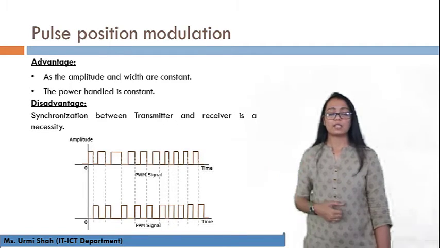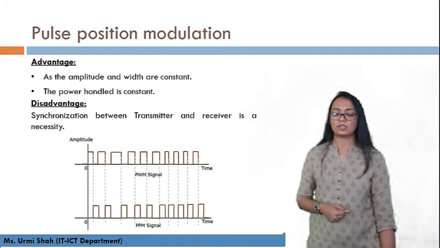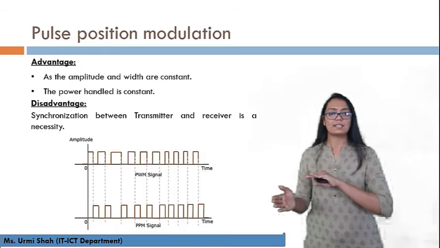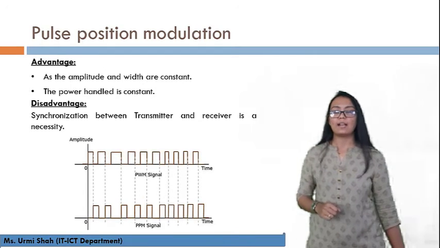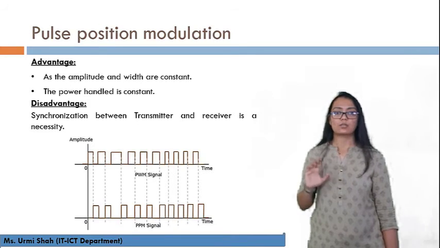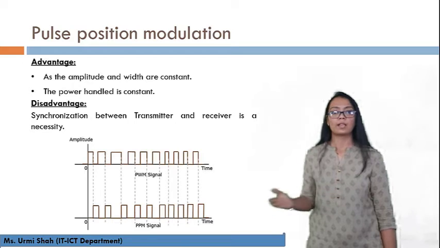The disadvantage of pulse position modulation is synchronization. The synchronization between transmitter and receiver end is a very important necessity which is not done over here. So that is one of the drawbacks.